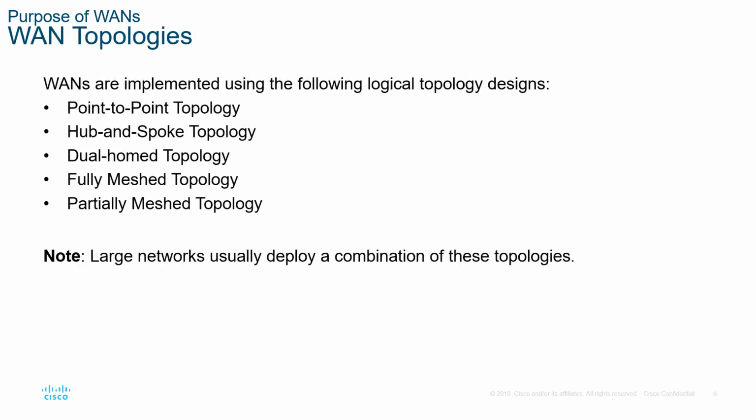We have a few different types of WAN topologies: point-to-point, hub and spoke, DualHome, full mesh, partial mesh. And don't worry, we have a breakdown of all of these. And again, these are not all of the WAN topologies. These are just the most common.